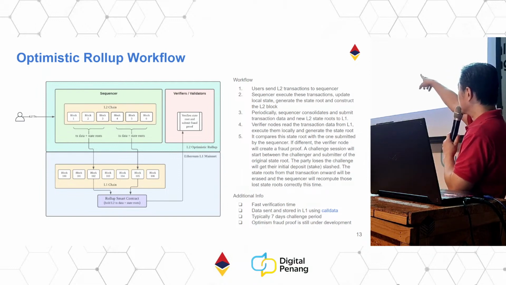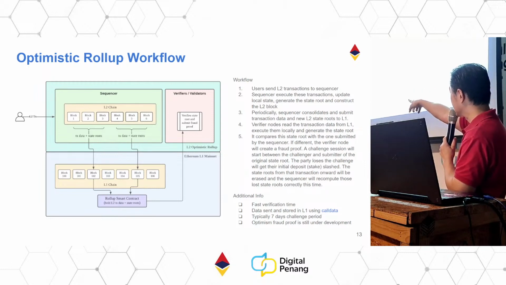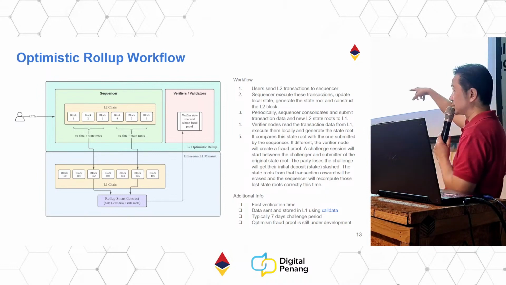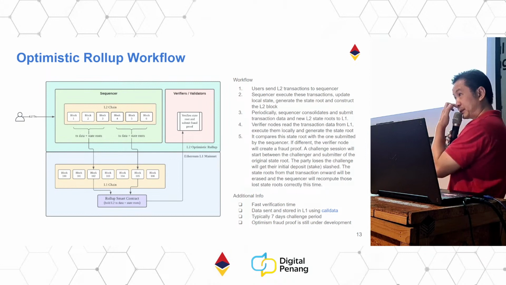Okay, so it's all good. The rollup puts all the state roots and transaction data back to layer one. And it sends all this information to layer one using something called calldata.